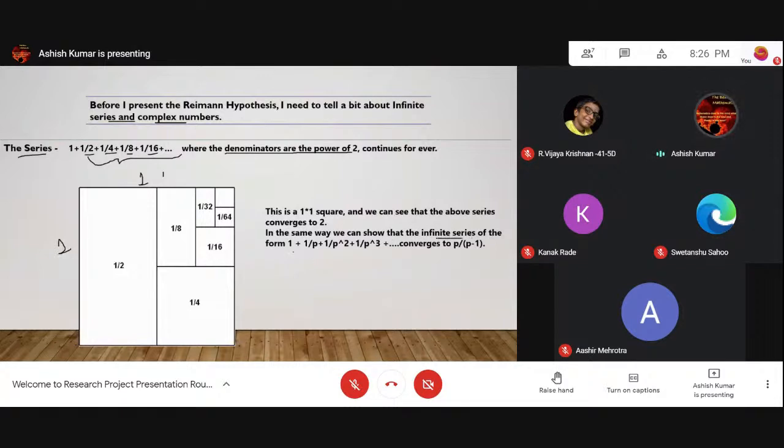The same way we can generalize this result to show that an infinite series of the form 1 plus 1 by p plus 1 by p square plus 1 by p cube and so on converges to p divided by p minus 1. But not all infinite series converge.